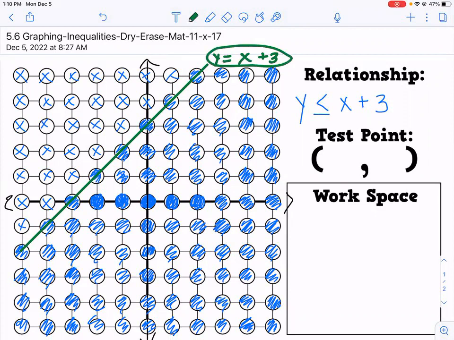Whoa, that's the relationship. Whoa! Oh my, that's crazy. So on one side of the line, all of these points worked. And on one side of the line, all of these did not.